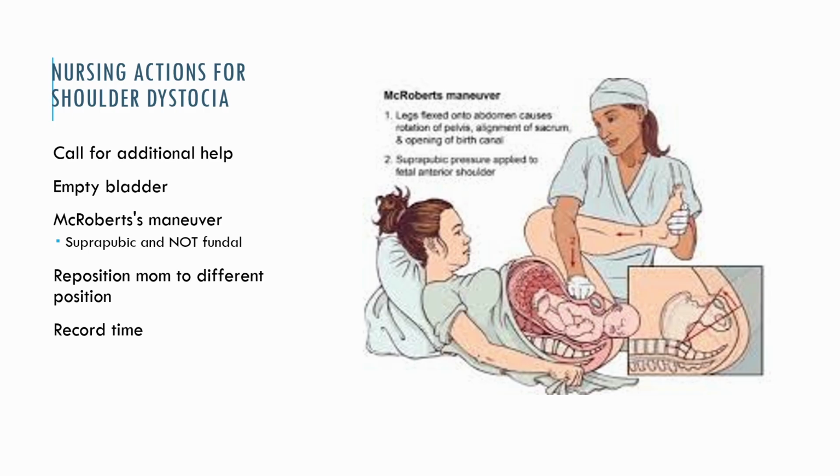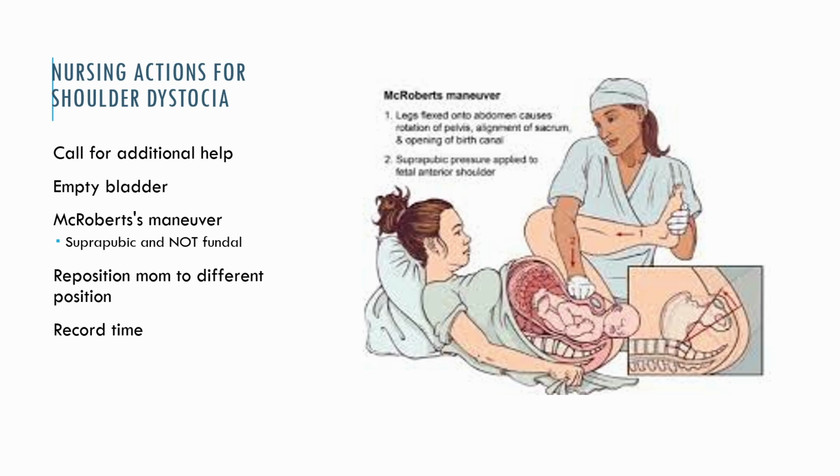If suprapubic pressure doesn't work, some things the provider might be doing is they're doing their own little maneuvers, trying to rotate baby. They might cut an episiotomy. That's not what's holding our baby in, okay? But that just gives the provider more room to manipulate the baby. You can try repositioning mom. So flip her over, hands and knees, anything like that to see if that will work.